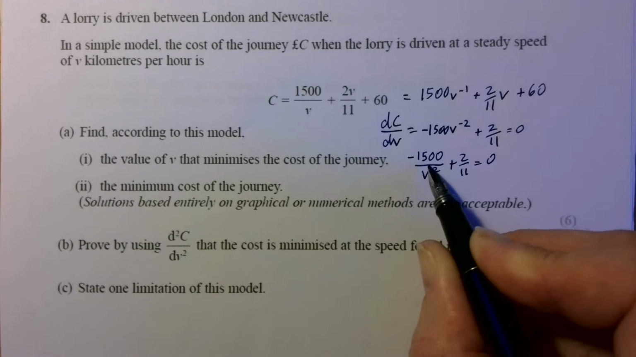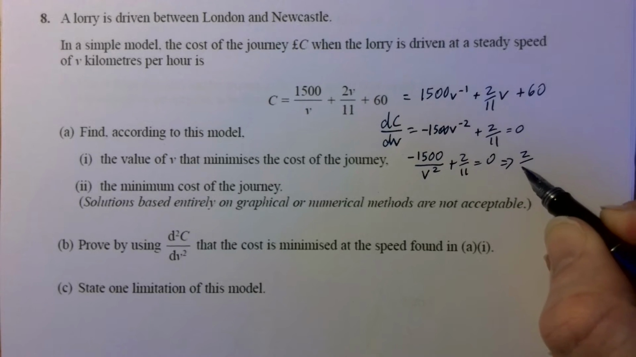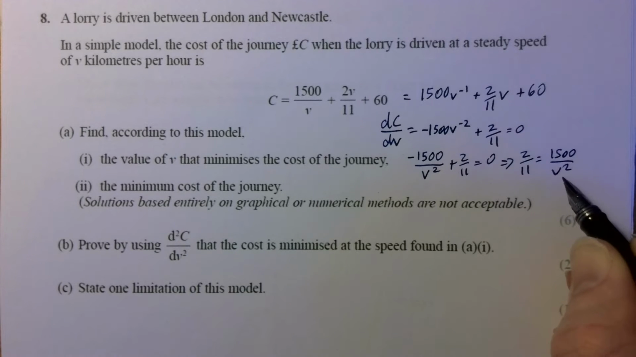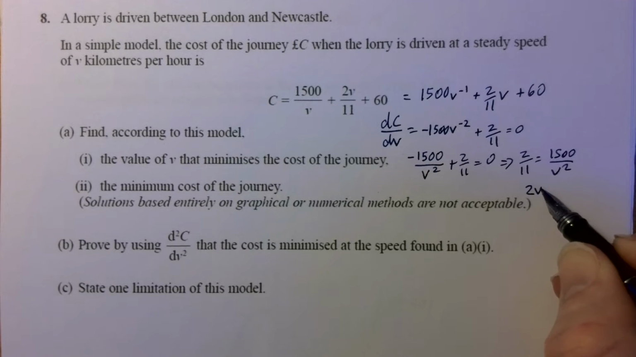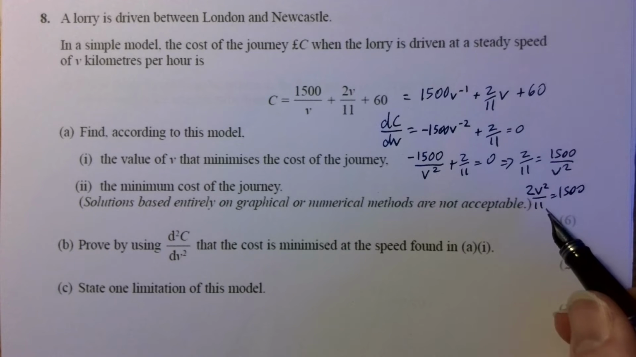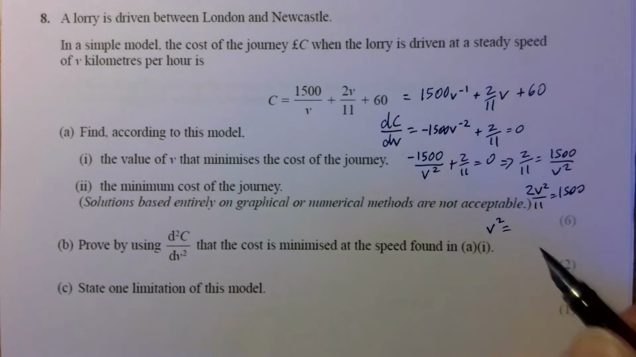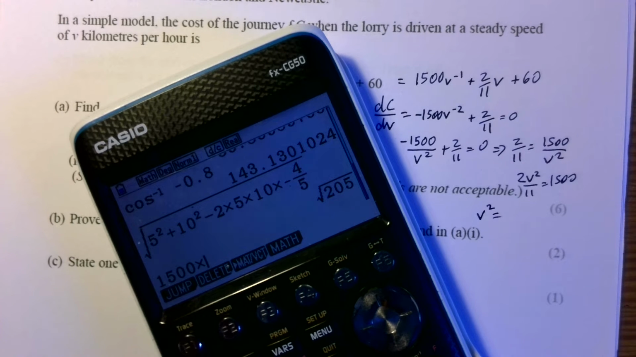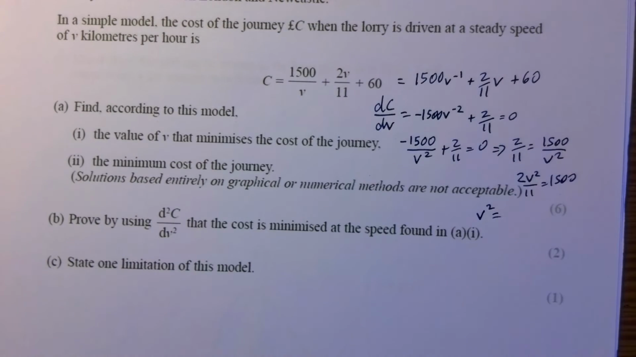That means I could add this over to this side, doesn't it? So if I added that over to that side, I would have 2/11ths equals 1500 over v squared. I could then multiply by v squared to give me 2v squared over 11 equals 1500. I can then times by 11 and divide by 2. I'm going to do that in one go to give me v squared equals 1500 times by 11 divide by 2 gives me 8250.